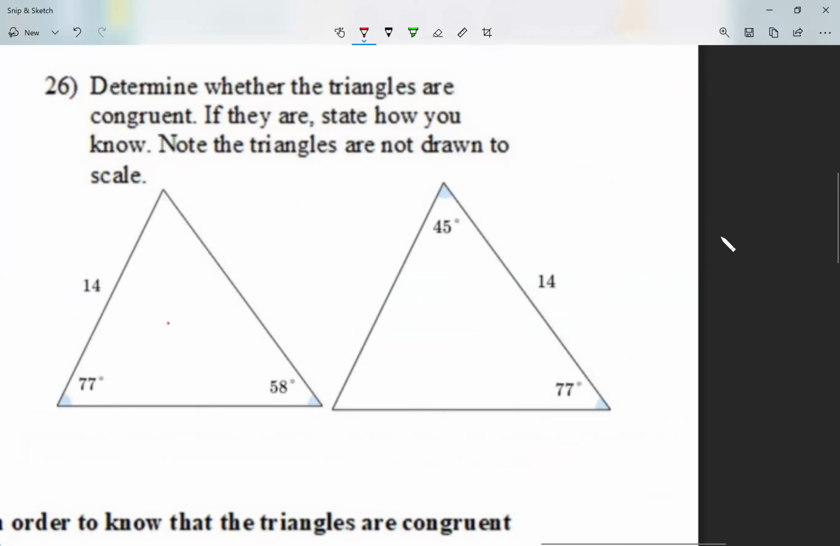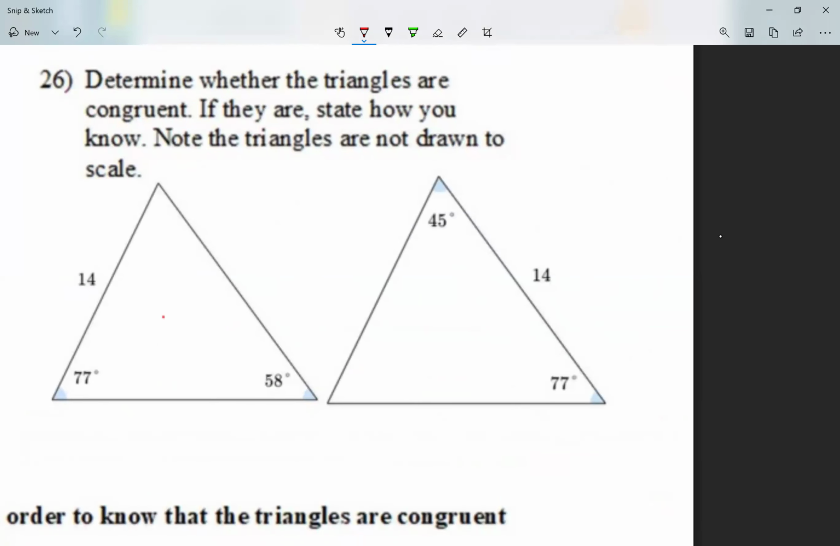Let's take a look at over here. This is 77. This is 58. So I'm going to say this one right here is 58 as well. Okay, so two angles and the side. I'm checking. Is it angle side angle? Well, actually, first, is it the same angle? The same angle. Let's see.